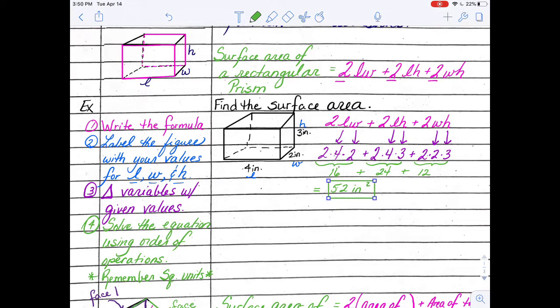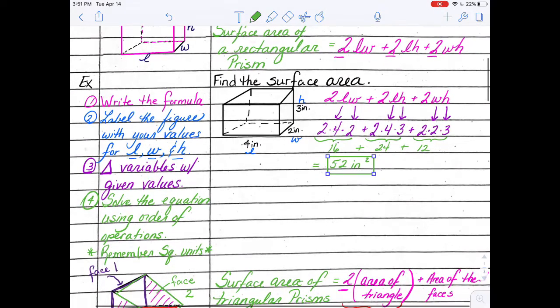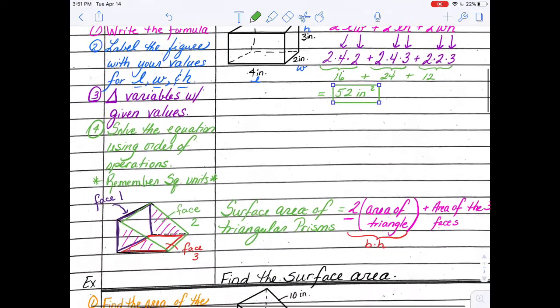Again, I found the area of every single side. I just found it 3 times instead of all 6 because each side, left and right, top and bottom, front and back, all had the same shape of the same side.